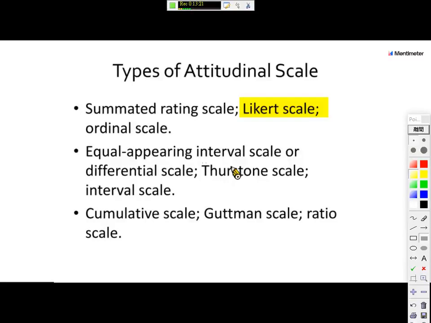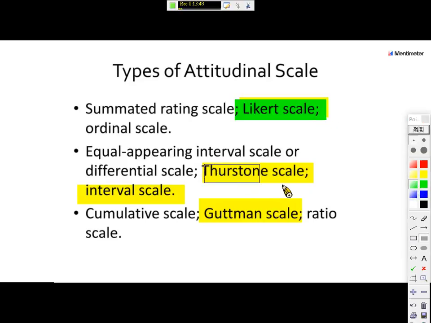It's called Thurstone scale. Thurstone scale emphasizes an equal appearing interval scale. So it is an interval scale, attitudinal scale. The last one is very difficult to develop. We call that Gutman scale. It is a ratio scale. So basically we have 3 different kinds of attitudinal scales: Likert scale, Thurstone scale, and Gutman scale.